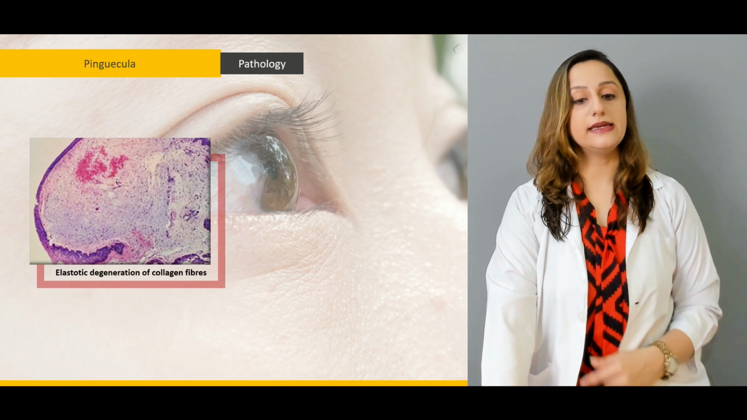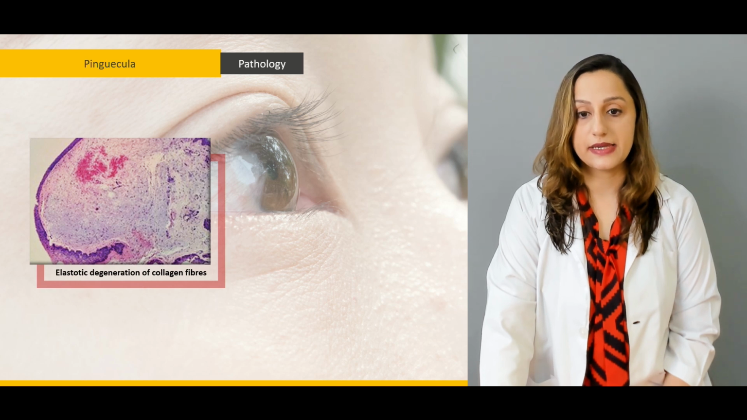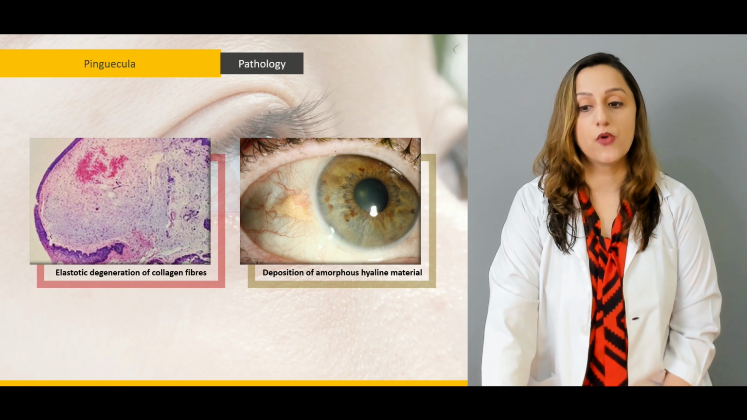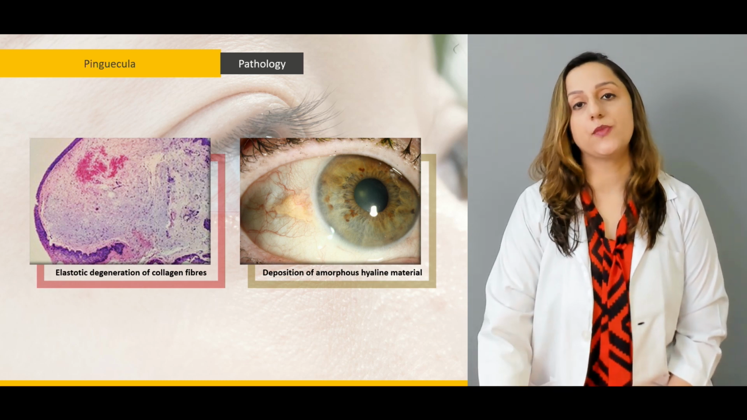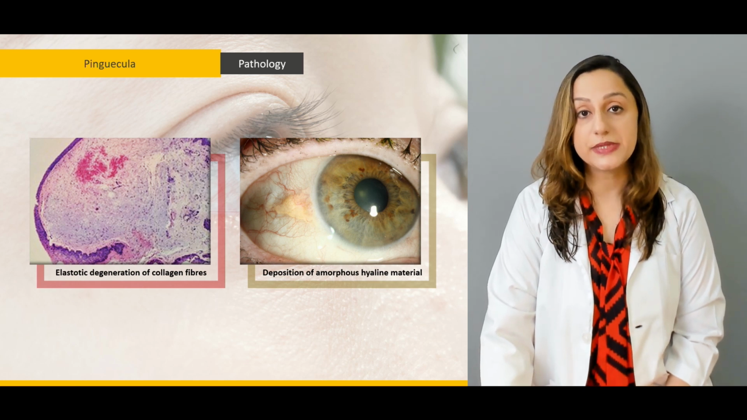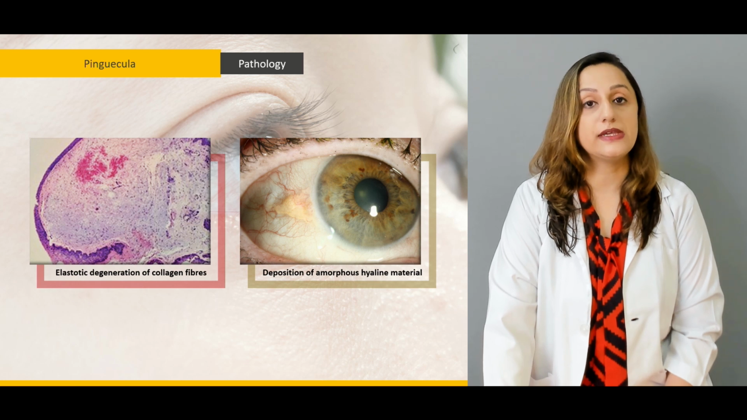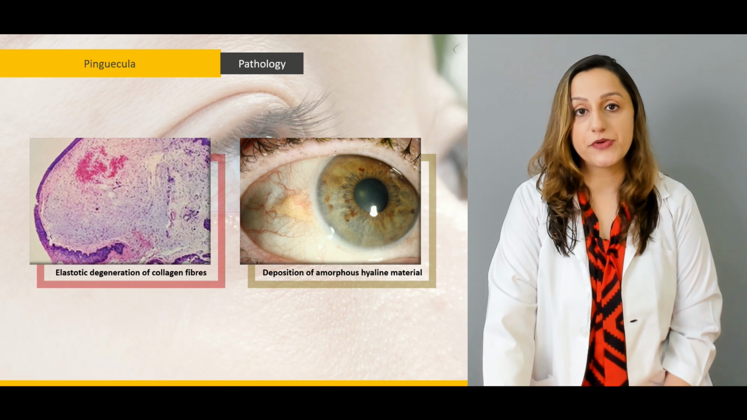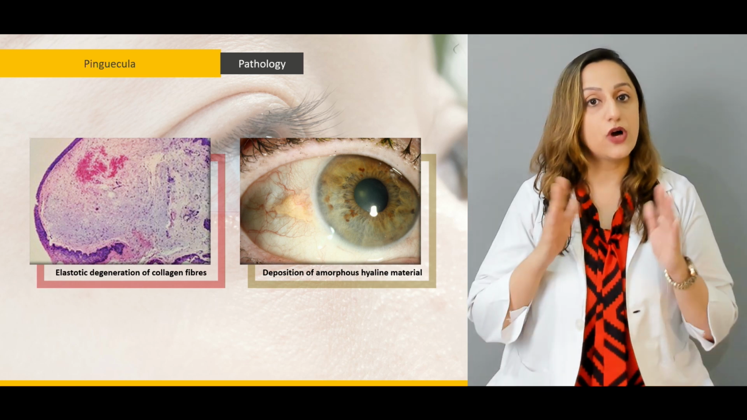So basically, the elastic degeneration of the collagen fibers is taking place as well. And sometimes we have the deposition of the amorphous hyaline material. This deposition of the amorphous hyaline material is taking place at the level of the epithelium. It is taking place at the level of the lymphoid tissue, or the substantia propria that is distorted. So it's basically the histological features.